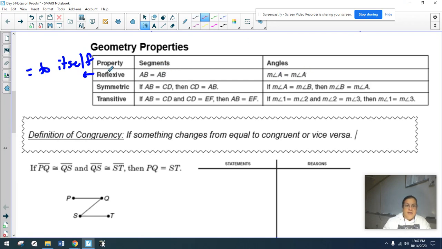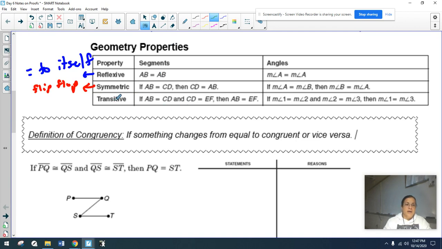Okay, then symmetric is when you flip-flop something. So right here you have AB and CD. Well, it flip-flopped. It turned into CD and AB. So they just took them and switched them. Same thing over here, A equals B, and then they switched them, B equals A. So this is just when you, I'll just say flip-flop.